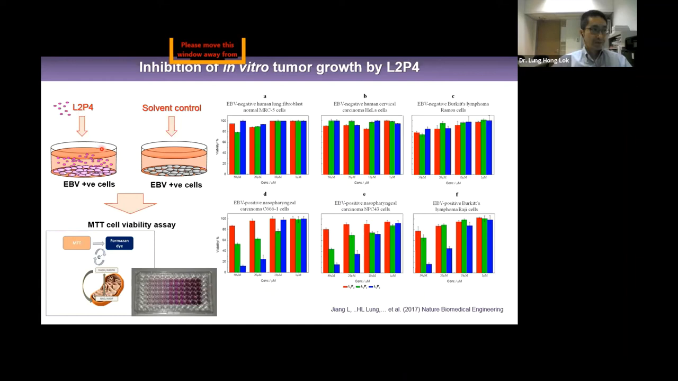But we don't count the cells one by one. That would be very silly, very time consuming and tedious. So instead, we perform a standard cell viability assay called MTT. Very simple assay. We add the dye called MTT, a substrate which can infiltrate into the mitochondria in living cells. All living cells contain mitochondria, so the MTT dye can stain all the living cells. And what will happen? In living cells, the mitochondria will convert the dye into a deep blue dye.